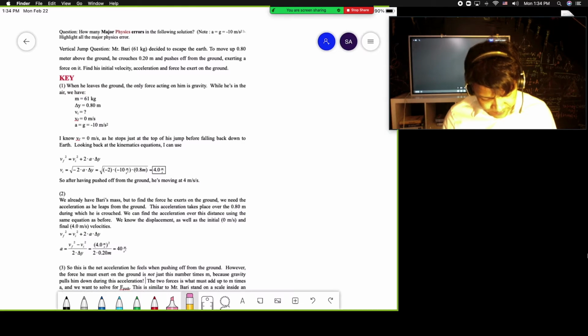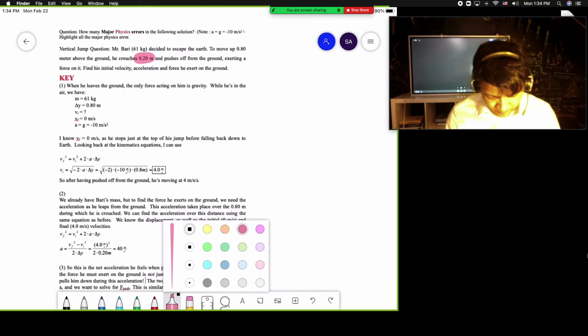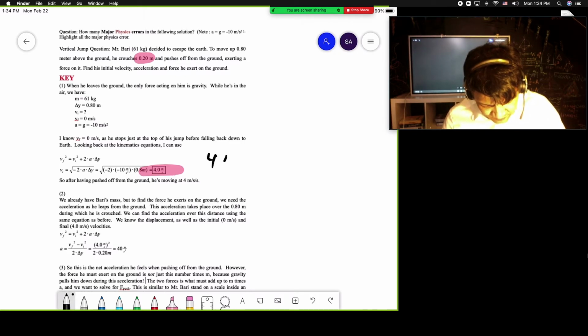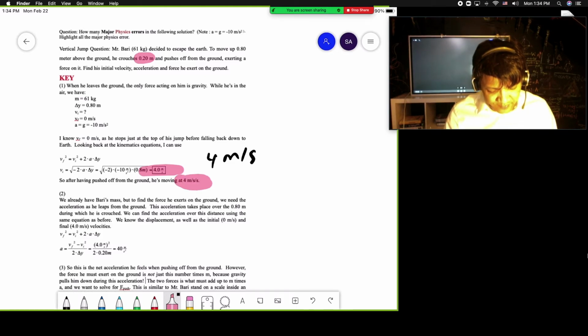And we also know the crouching happens over 0.2 meter. That's the crouching distance. Crouching down is 0.02 meter. Okay, so let's find the mistake. First, we have to find the initial velocity of the person, which is 4 meter per second, and the acceleration is 4 meter per second square. So that's mistake number 1.